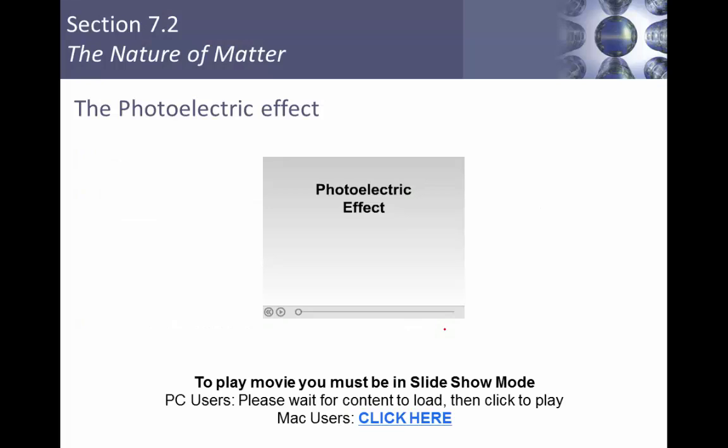Okay, the photoelectric effect is one of those topics I was talking about that was having difficulty being explained with the idea that light only acted as a wave. But now if we look at light as acting as a particle, we can explain this behavior. Okay, so here's a quick little video explaining what the photoelectric effect is.